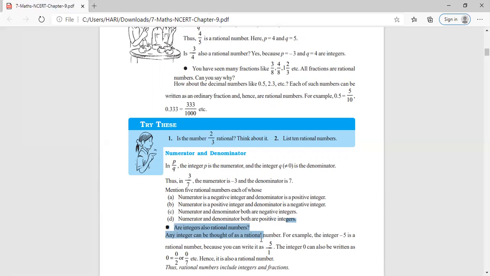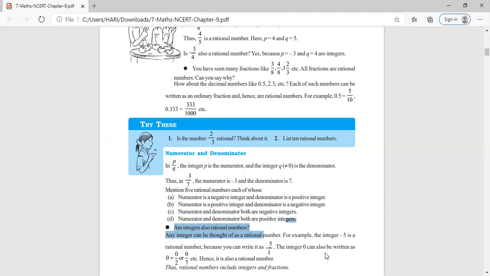Now, the next question, are integers also rational numbers? We will consider minus 5. How can we write minus 5 in p by q form? Minus 5 can be written in p by q form as minus 5 by 1, right? So it is a rational number. Now, how do we write 0? 0 we can write as a rational number with any denominator.